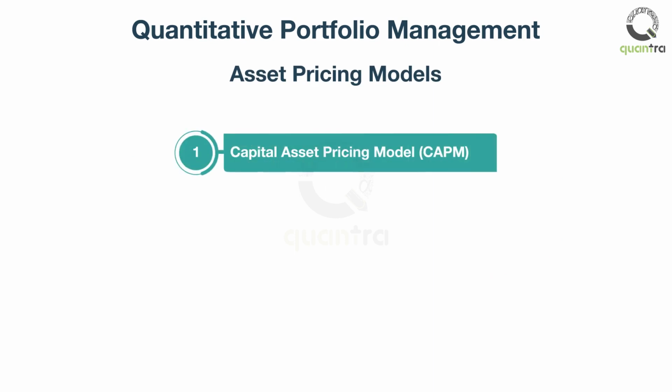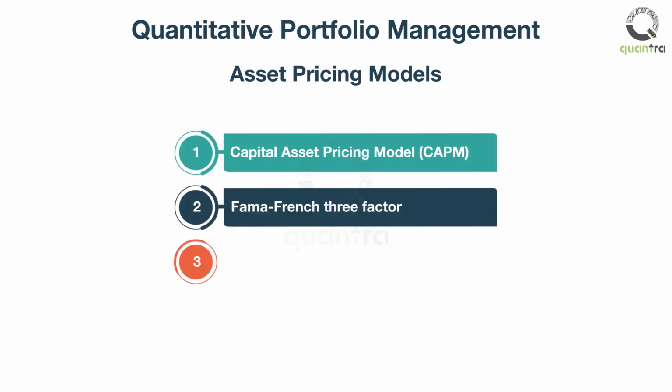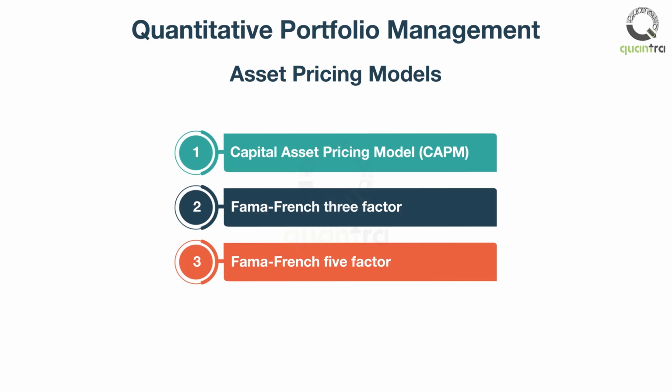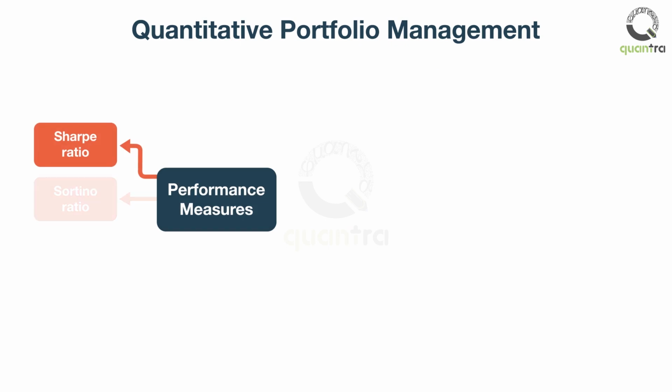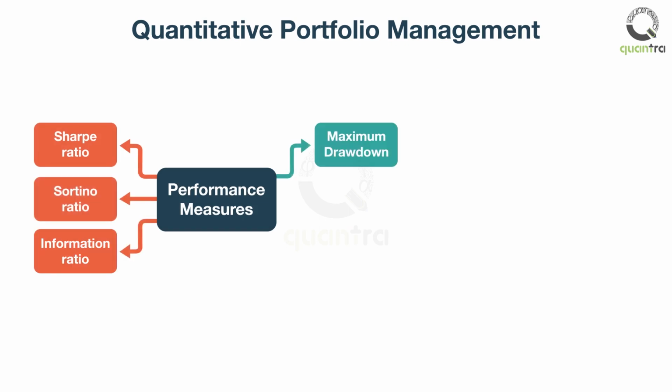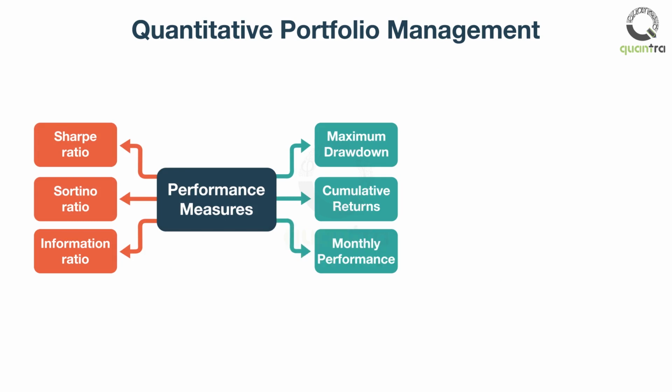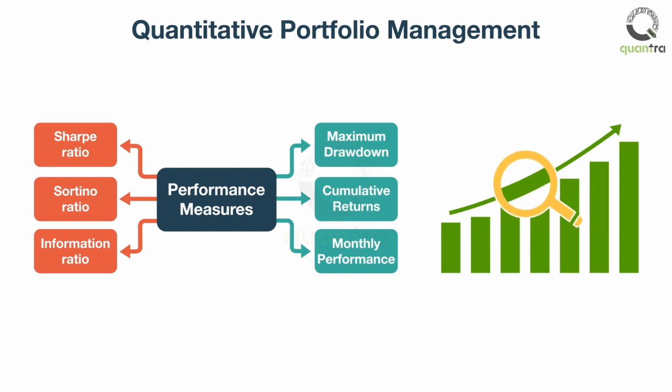You will learn different asset pricing models such as CAPM, Fama-French 3-factor, and 5-factor models. Using these models, you can identify which factors are driving returns in your portfolio. You will also learn different ratios such as Sharpe, Sortino, information, and visualize maximum drawdown, cumulative returns, and monthly portfolio performance. These measures will help you to analyze the performance of your portfolio.